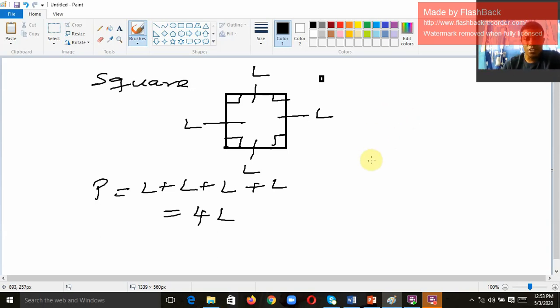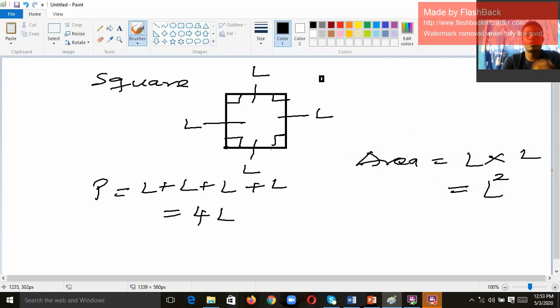And then what is area? So area is length times length. If you use the knowledge of algebra, that's length squared. So these are some of the properties of a square.